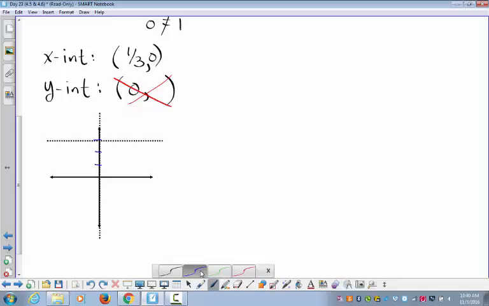And then our x-intercept, we only have one of them. And that's at (1/3, 0). Right there. All right. We now know exactly what the graph looks like. We need no other information.